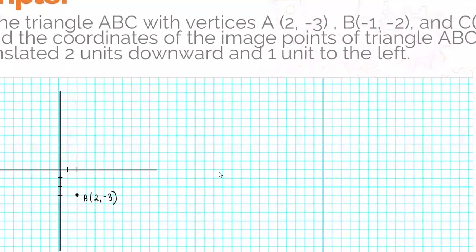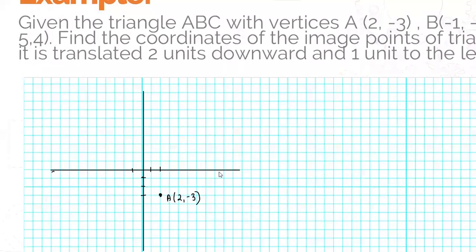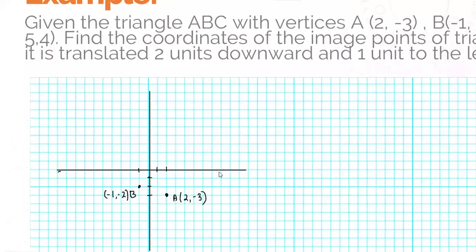Okay. Next, we have B, negative 1, negative 2. So, negative 1, then negative 2. Then, ito yung B natin. Okay. And last is C is 5, 4. So 1, 2, 3, 4, 5, and 1, 2, 3, 4. Okay. So this is our point C, 5, 4.